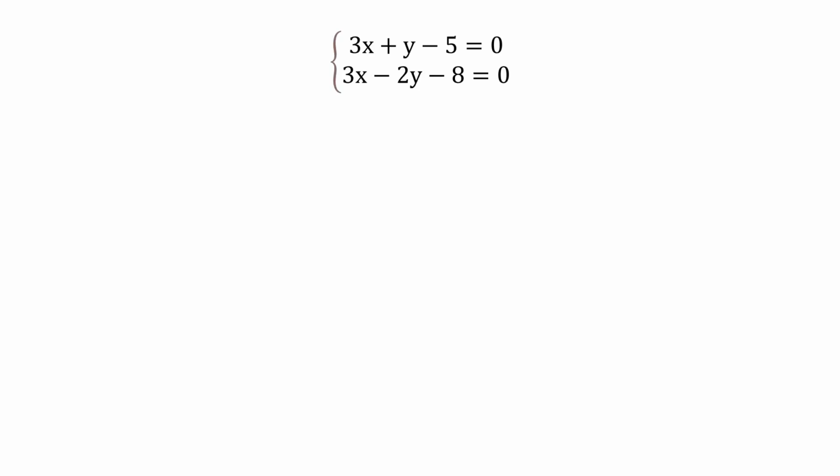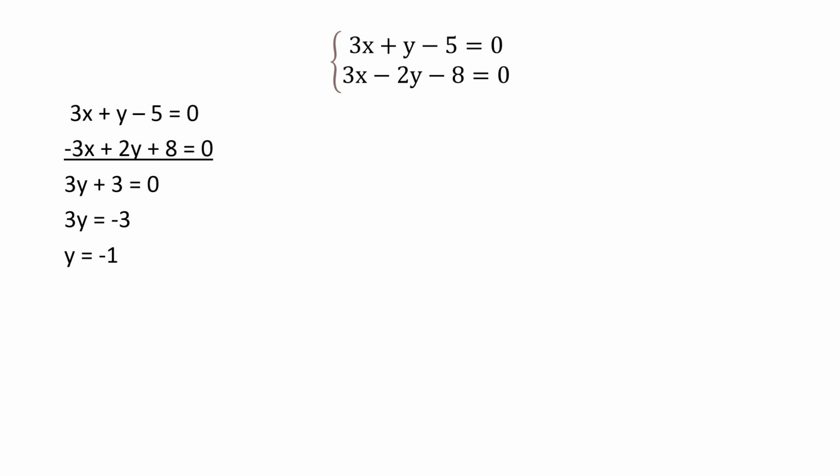Here's the problem. 3x plus y minus 5 equals 0. 3x minus 2y minus 8. So step 1, my first equation stays. Because I'm subtracting, the sign of everything changes, so it becomes negative 3x plus 2y plus 8. I'm going to go through this a little bit quicker because you should have already worked it. That gives me 3y plus 3 because my x's eliminated themselves. 3x minus 3x, it goes away. Solve that down and I end up with y equals negative 1.